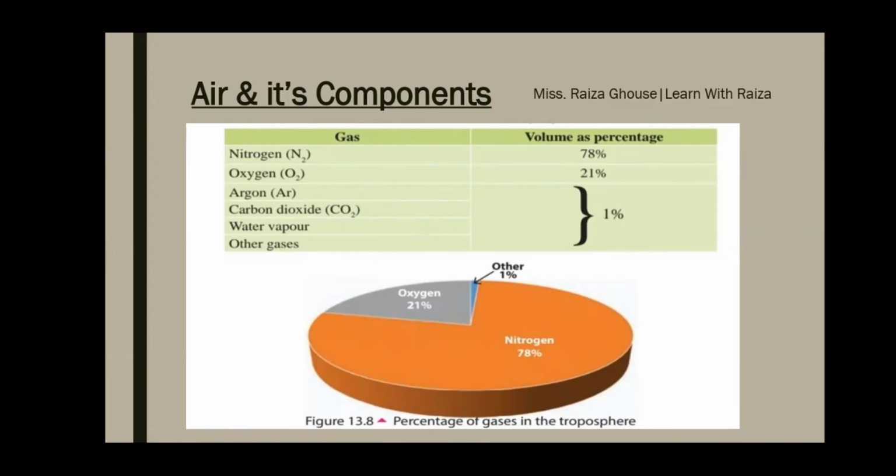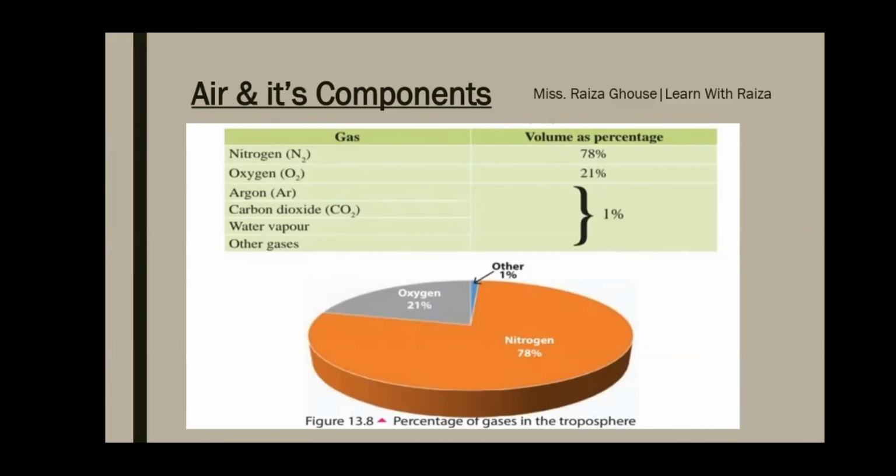Argon, carbon dioxide, water vapor and other gases together are 1%. Nitrogen and oxygen are 78% and 21%. So remember: nitrogen 78%, oxygen 21%, and argon, carbon dioxide, water vapor and other gases are 1% in the troposphere. Nitrogen and oxygen are the main components in the troposphere.